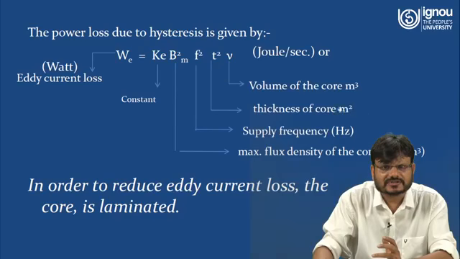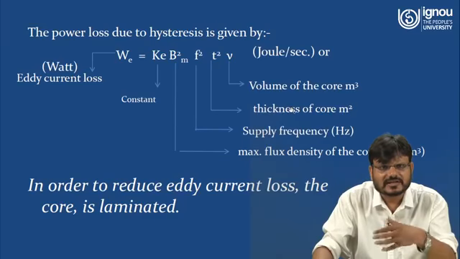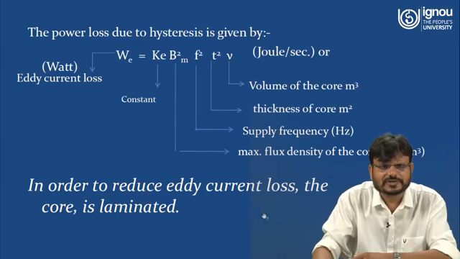So here you can see the thickness of the core. That means as you reduce the thickness of the core, you can reduce the eddy current losses. So in order to reduce the eddy current losses, the core is laminated.